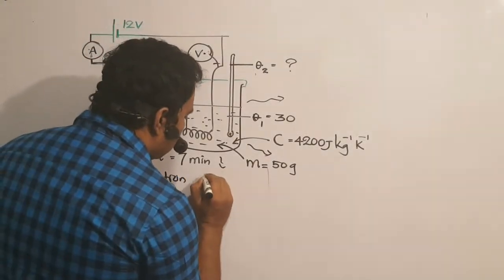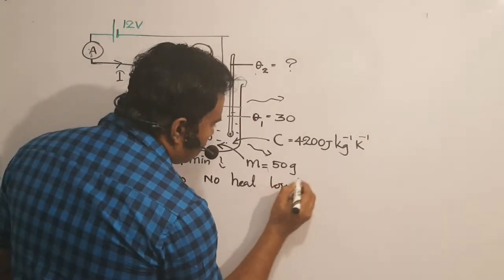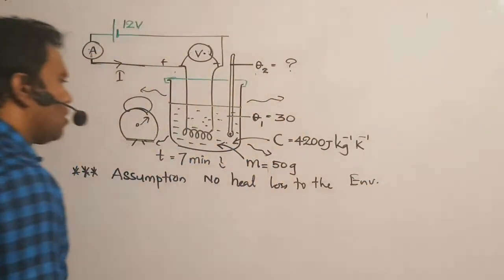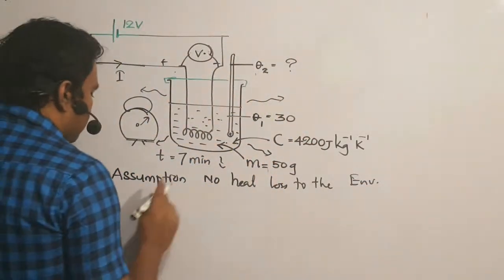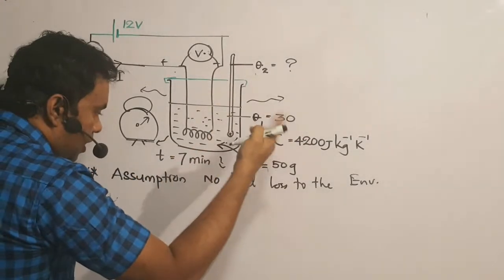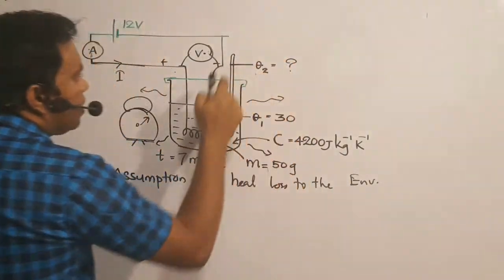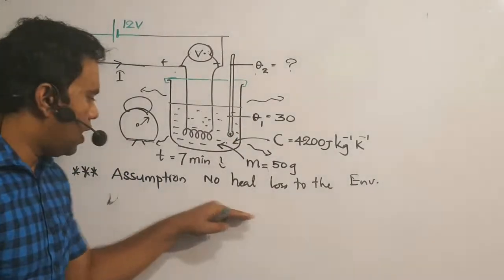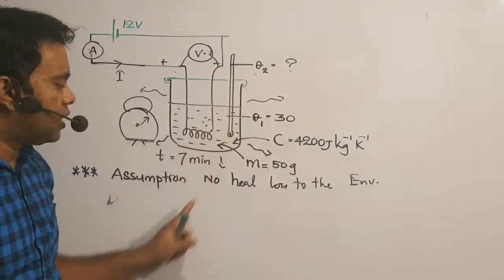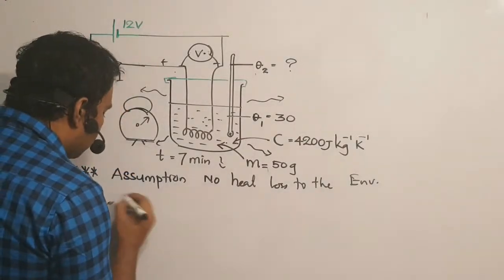Assumption: no heat loss to the environment. Okay. Next, electrical energy lost equal to the heat energy gain. But we have to calculate that final temperature. Therefore, I take this left hand side, the unknown variable containing thing, that means heat energy absorbed.